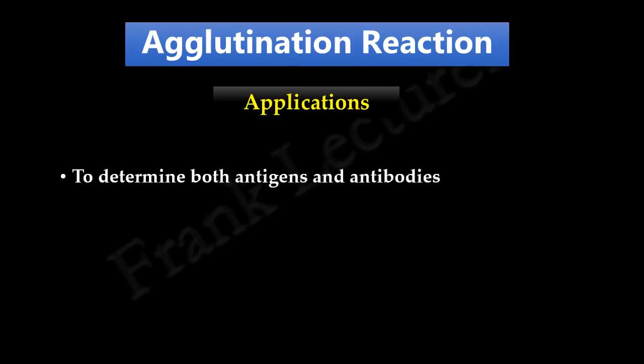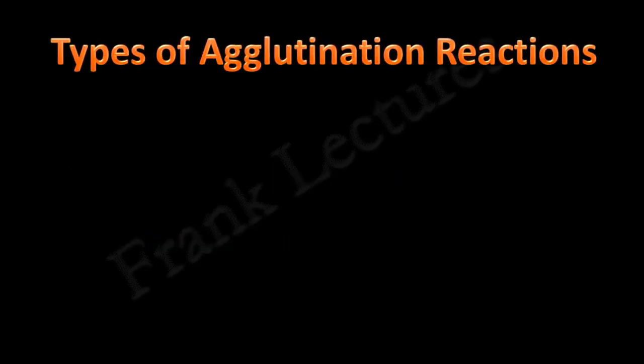In diagnostic immunology, agglutination reactions have a wide variety of applications. It's used for the detection of both antigens and antibodies in serum and other body fluids. Most importantly, agglutination tests are performed routinely by blood banks to determine A, B, O, and Rh blood types in preparation for transfusions. In this video lecture, we will have an overview of types of agglutination reactions in diagnostic immunology and their applications.